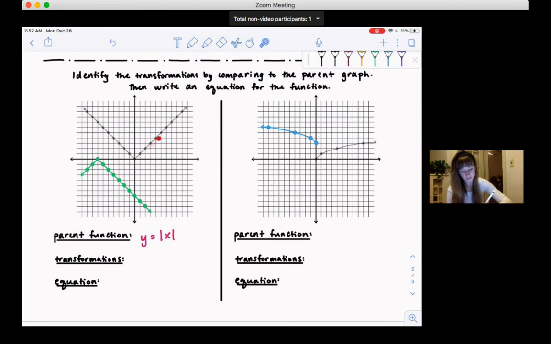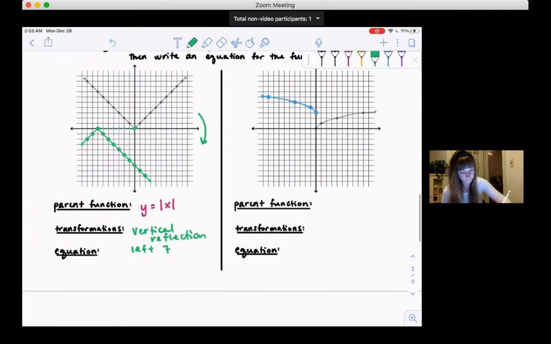So originally this V is pointing up. The V on the green graph is pointing down, so this has been flipped vertically, right? It's been flipped down. We created a mirror image down. So this is a vertical reflection. And then this point also moved to the left. So it moved left 1, 2, 3, 4, 5, 6, 7. So we have two transformations, vertical reflection and left 7.